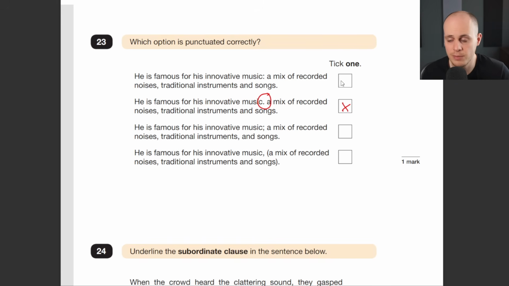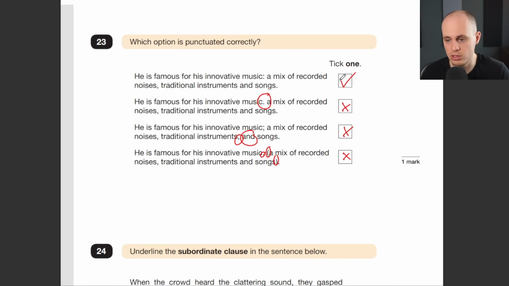That seems absolutely perfect to me, and a lot of kids would just be confident at that point, but why not just check for the sake of it? "He is famous for his innovative music: a mix of recorded noises, traditional instruments and songs." Okay, that's wrong because of the list. And then this one, look, we've got a comma, then we have a pair of brackets. It's punctuated wrong. So that clarifies and confirms my thoughts on the first one. It is good to check, guys.